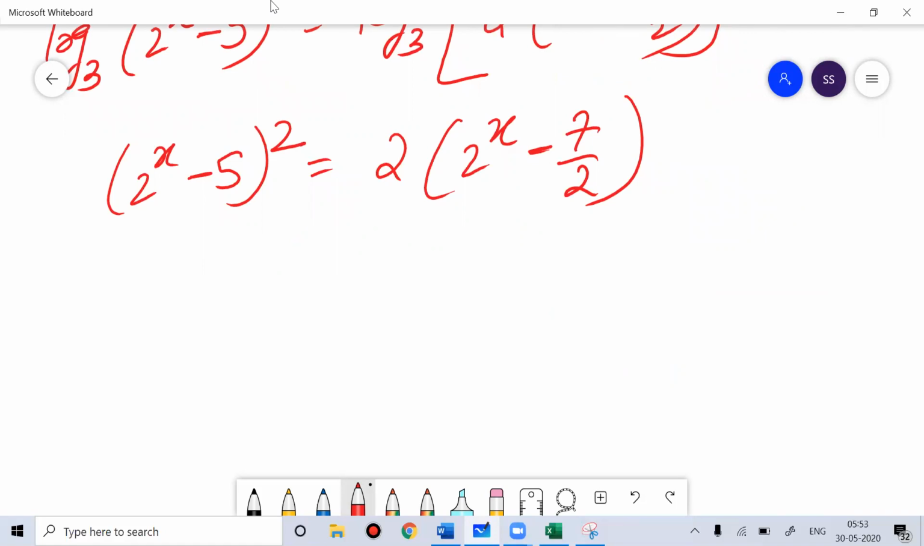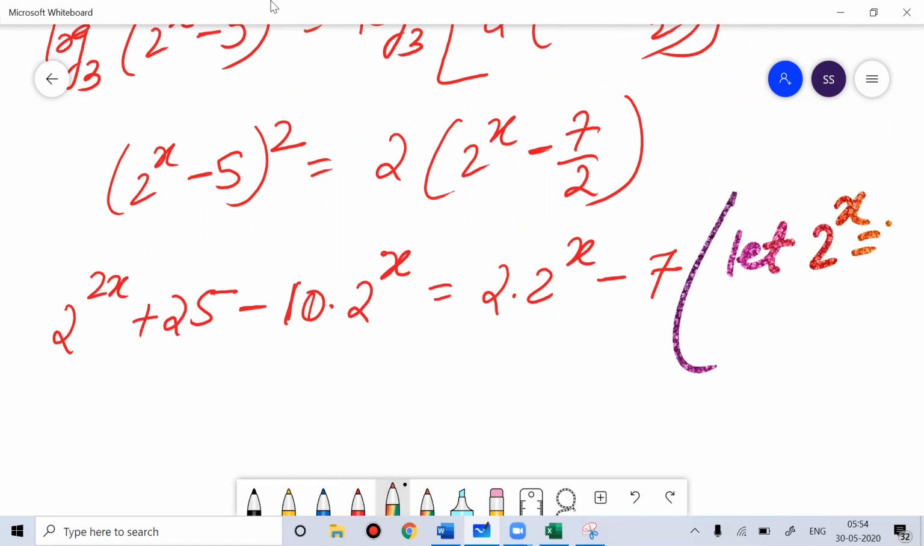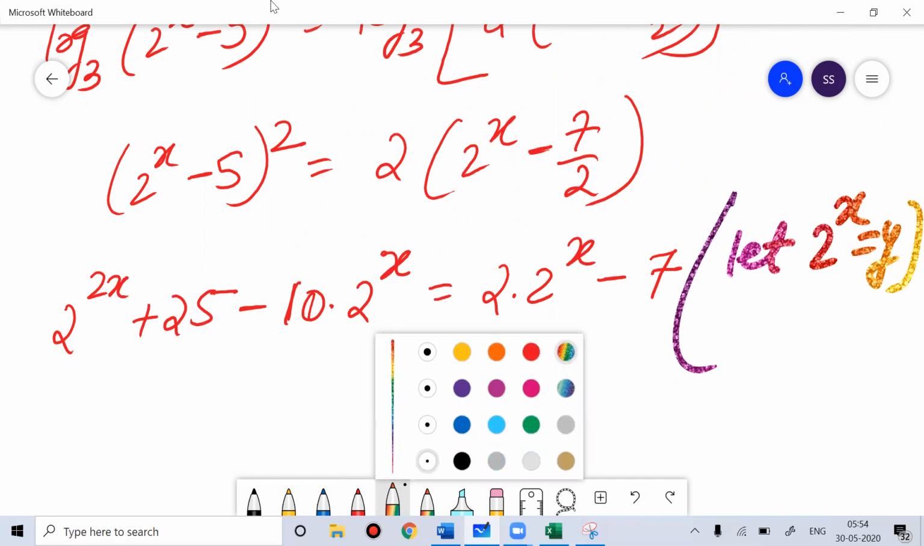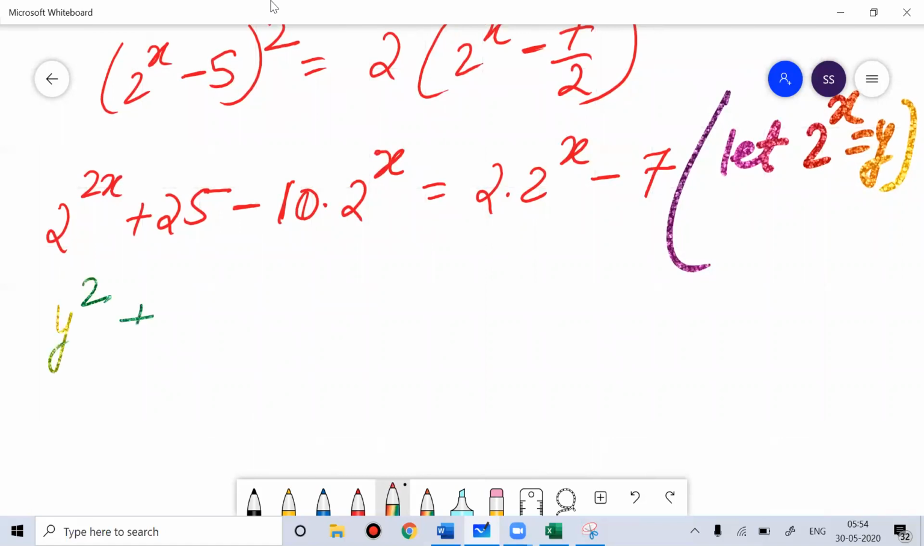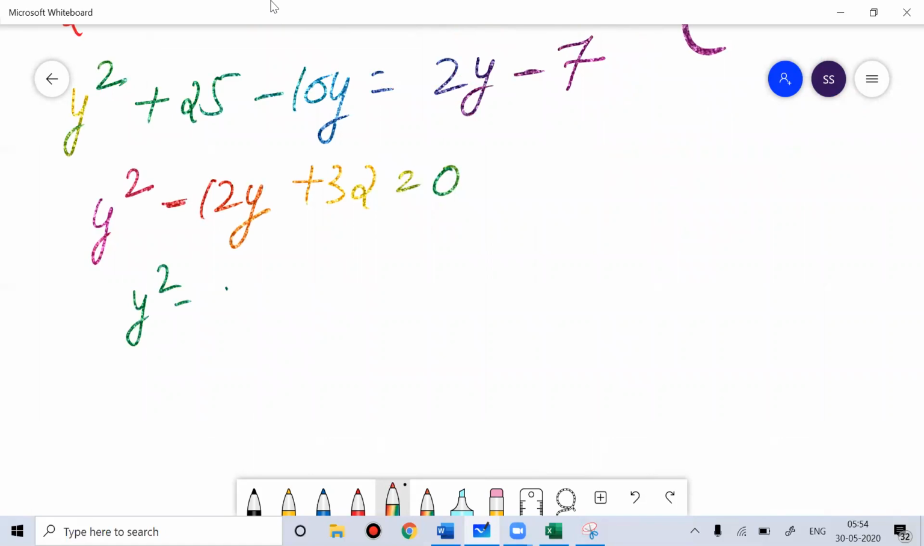So if you solve that, you will get 2 to the power 2x plus 25 minus 10 into 2 to the power x is equal to 2 into 2 to the power x minus 7. So I can assume, let 2 to the power x is equal to y. I'm just assuming that. So I can write this as y square plus 25 minus 10y equal to 2y minus 7. So this will become y square minus 12y, that is 25 plus 7, that is 32, plus 32 is equal to 0.